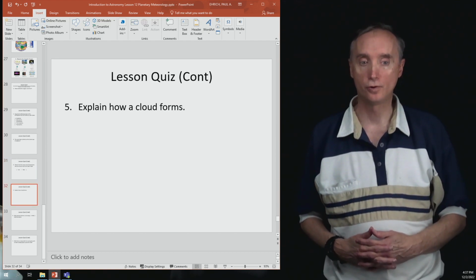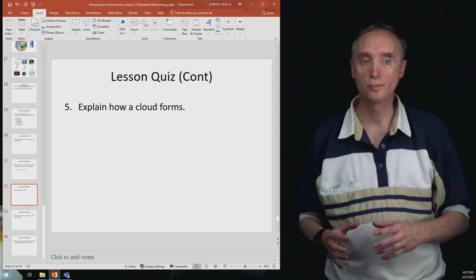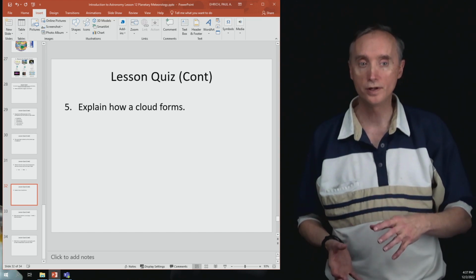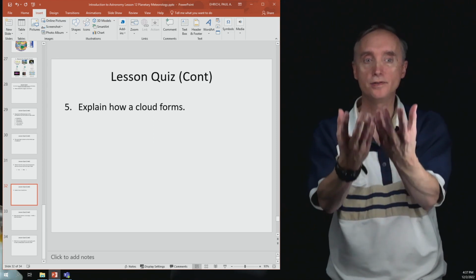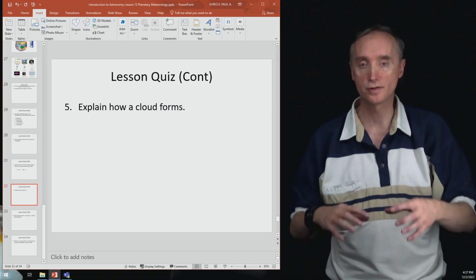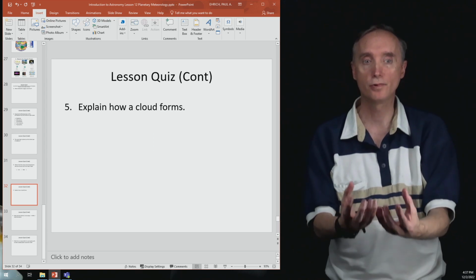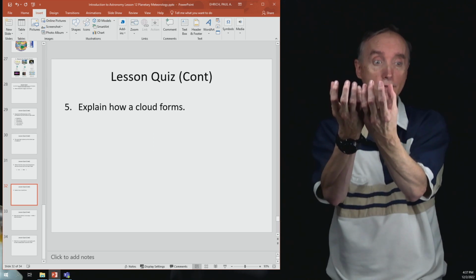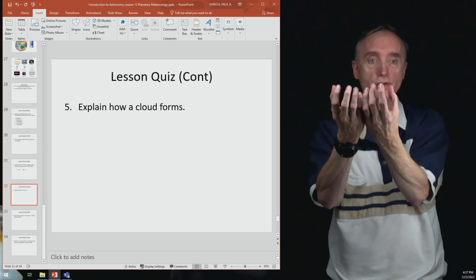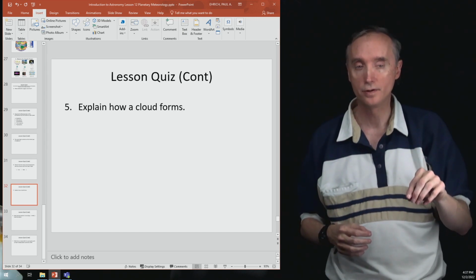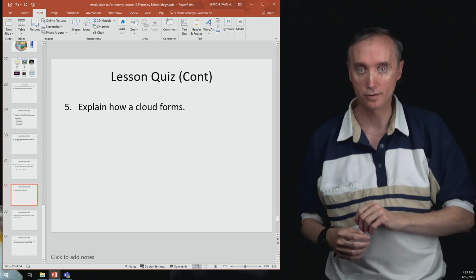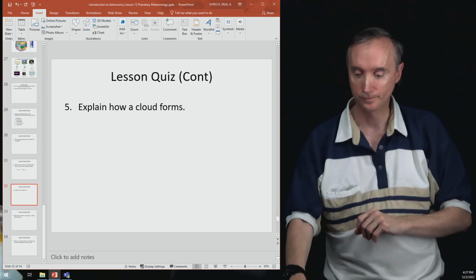Explain how a cloud forms. So we're going to start off with a parcel of moist, warm air, and then it's going to start to rise because it's less dense than the surrounding air, and as it rises, it's going to start to cool off. And once it reaches the temperature at which the gaseous water changes to liquid water, then you have your cloud.